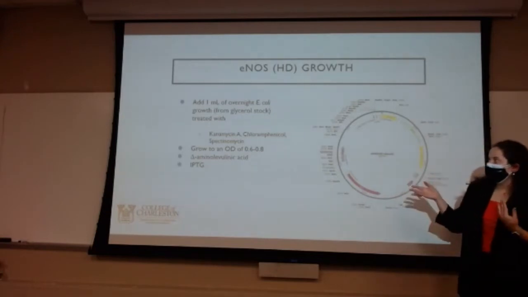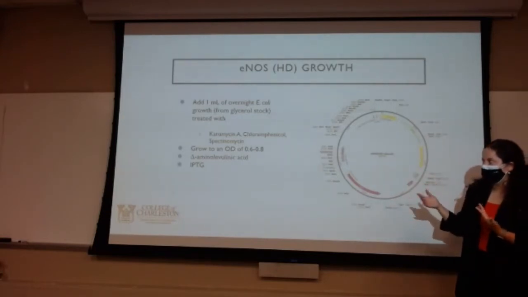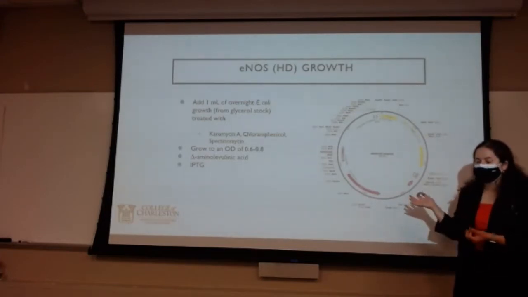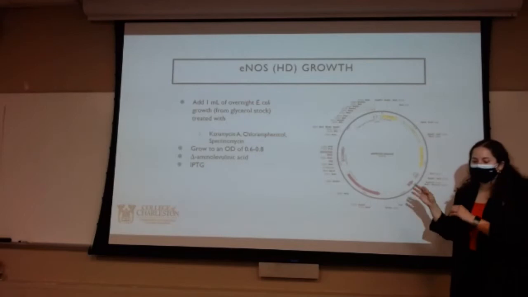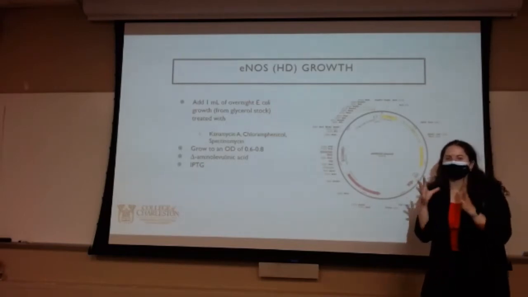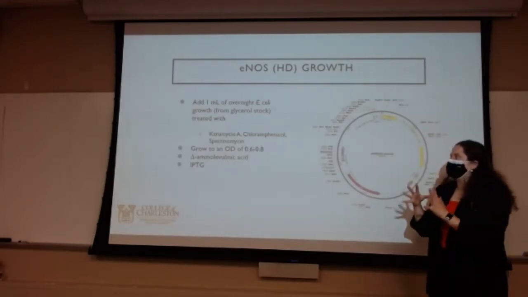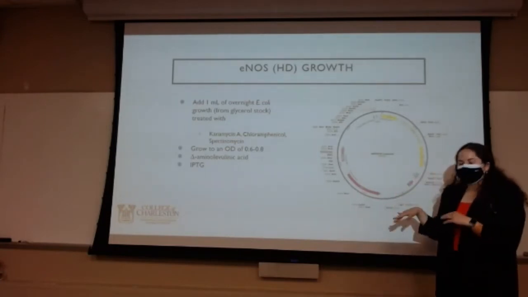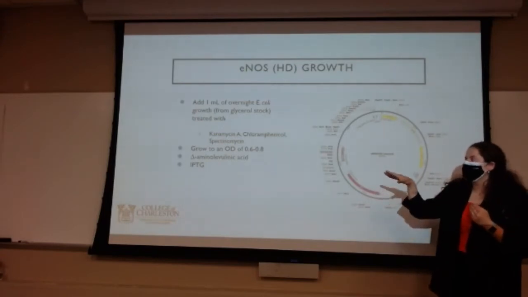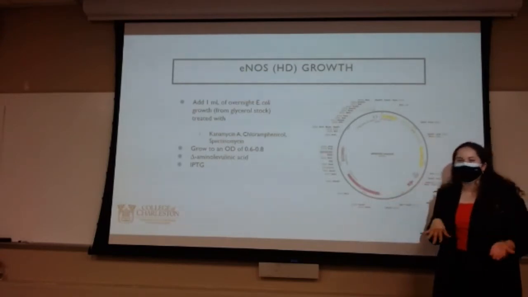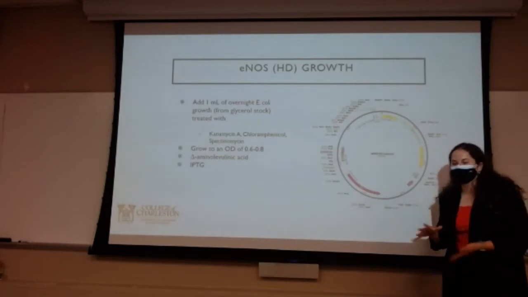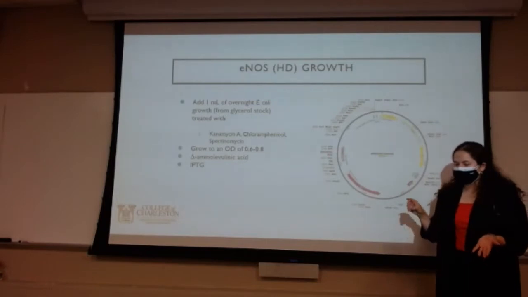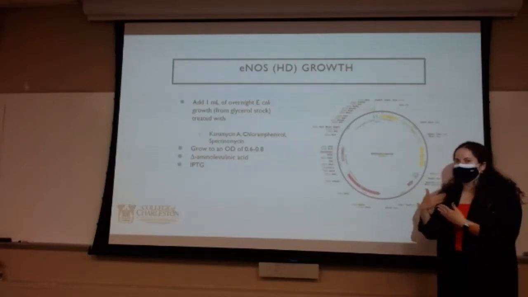So you would add one milliliter of overnight E. coli growth, and we treat it with 3 different antibiotics because our plasmid's especially engineered so that it's resistant to these antibiotics. So we can target it and make sure that only that E. coli is growing. You grow to an optical density of 0.6, 0.8, and then once you reach that, you add, so this is a big word, ALA. It's basically just a heme precursor to make sure that you're going to be able to produce enough to get you to the protein structure, and then IPTG, which is basically just sugar to help it keep growing overnight.